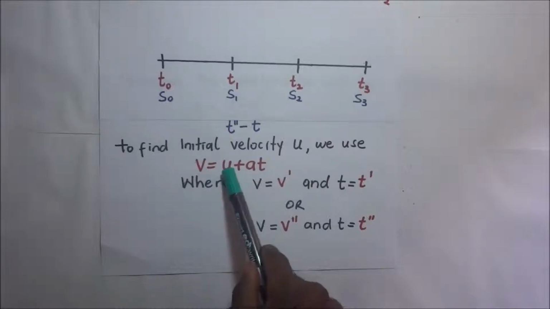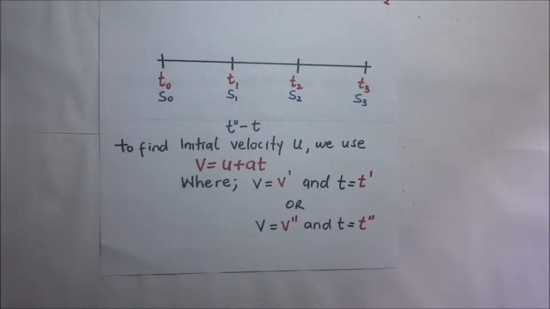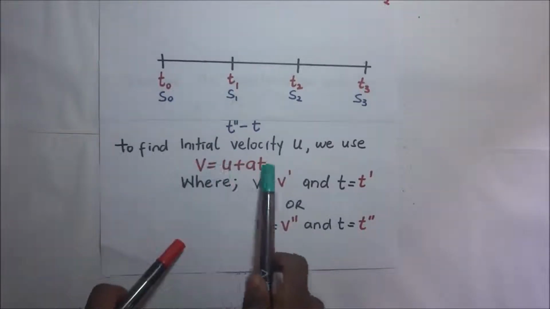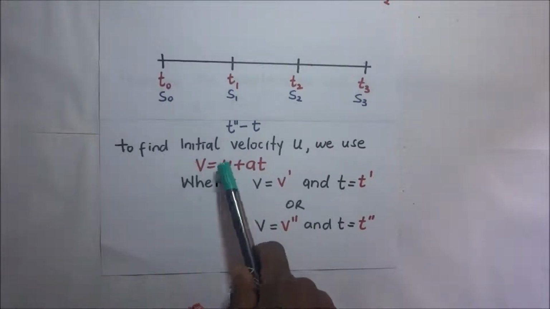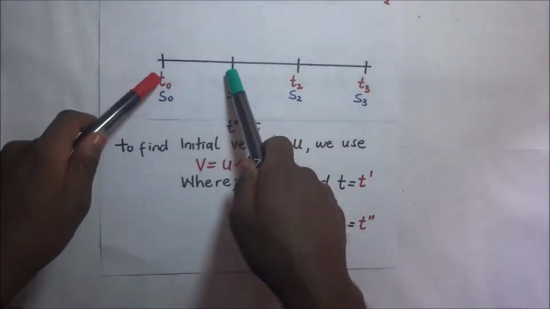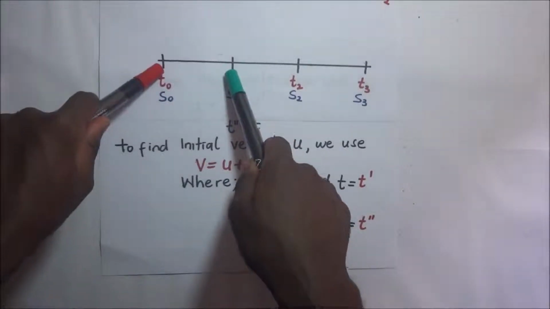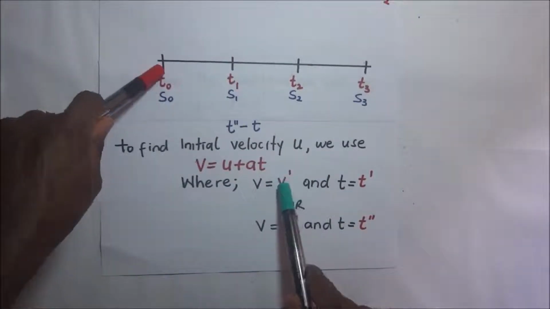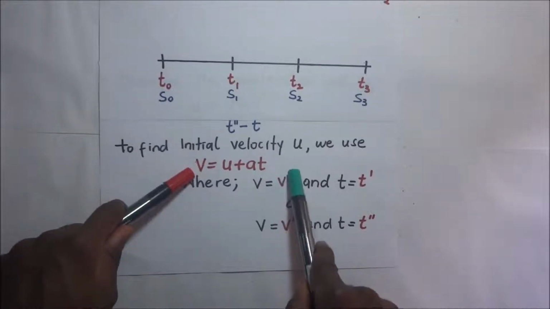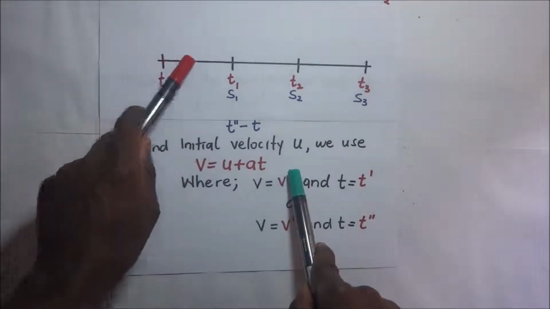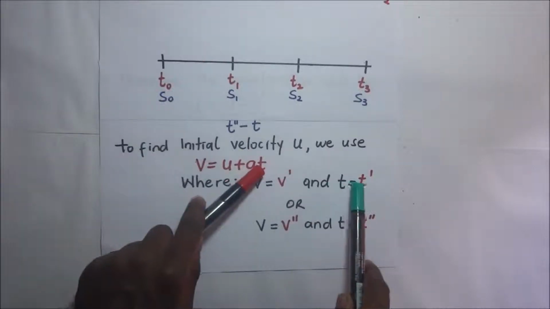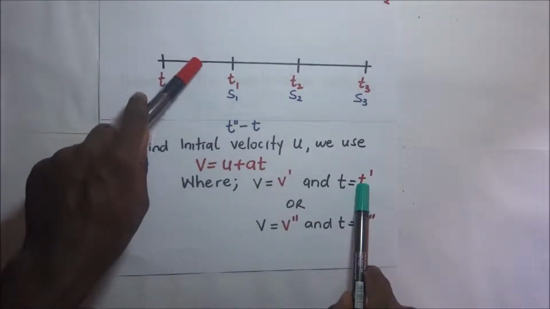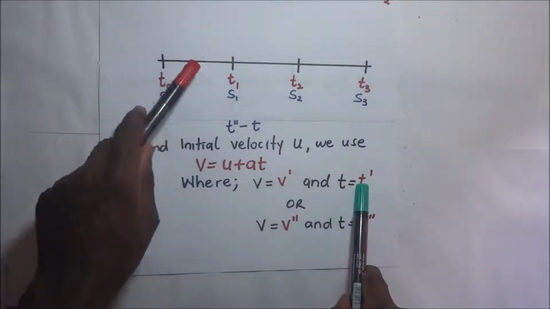For us to be able to get the initial velocity, we are going to concentrate on interval by interval. When we are using this formula, v is equal to u plus at, if we have decided to concentrate on the first interval, our value of v, the final velocity, will be v prime, which is the average velocity gotten here, and our value of time in this equation will be t prime, which is the average time gotten in this first interval.